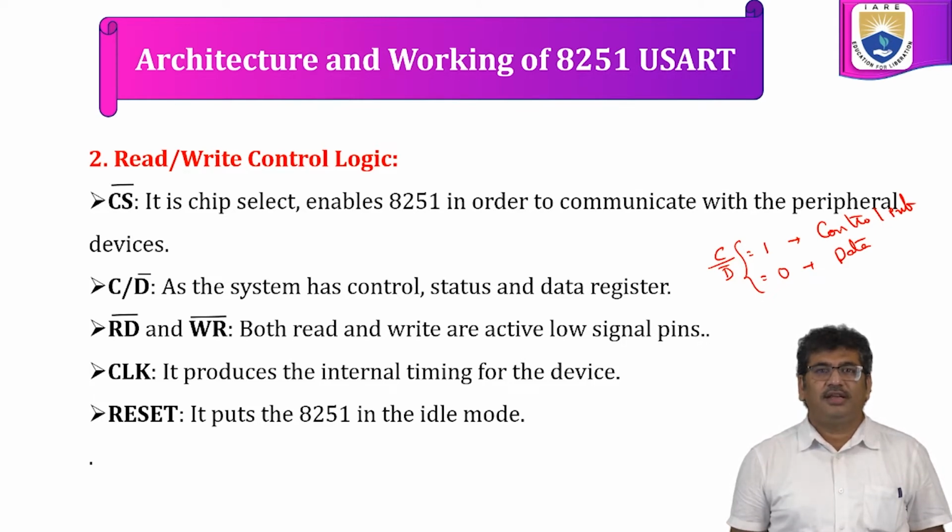The next signals are read bar and write bar. These are active low signals, which indicate the read and write operations. The next one is the clock signal. It produces the internal timing of the device. At what rate the function has to take place will be decided by the clock frequency. Reset puts the USART 8251 in the idle mode.